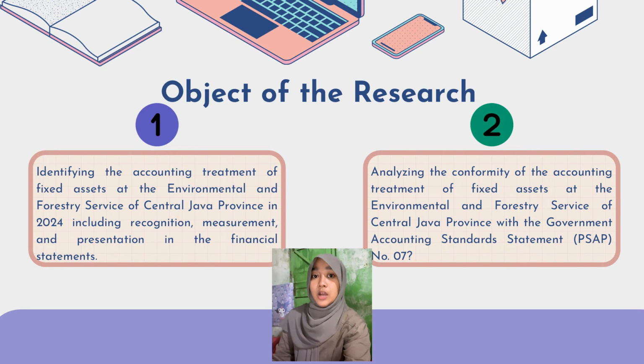The next one is objective of the research. There are 2 points of my objective of the research. First one is identifying the accounting treatment of fixed assets at the Environmental and Forestry Service of Central Java Province in 2024, including recognition, measurement, and presentation in the financial statement. And the second one is analyzing the conformity of the accounting treatment of fixed assets at the Environmental and Forestry Service of Central Java Province with the Government Accounting Standard Statement, or PSAP number 7.